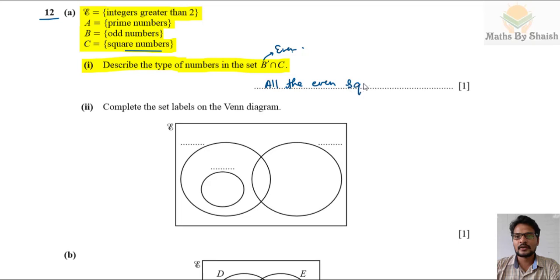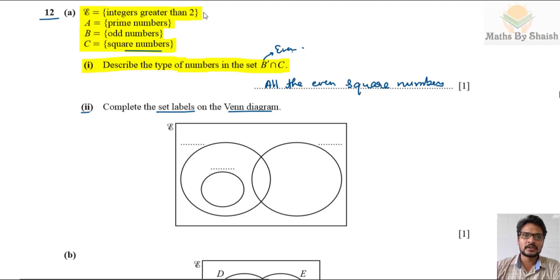and hence this type is all the even square numbers. So this is the description for B complement intersection C. And for the second part, complete the set labels on the Venn diagram. So we need to label it, and first before that we will see what things are given.